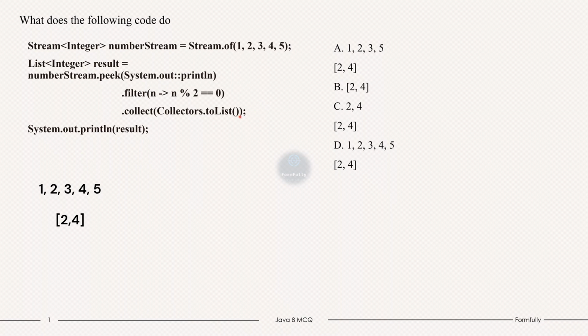So the complete output: the peek method prints each element, that is 1, 2, 3, 4, 5, and then the final result, the filtered list of even numbers, is printed, that is 2 and 4. So the correct option is option D.